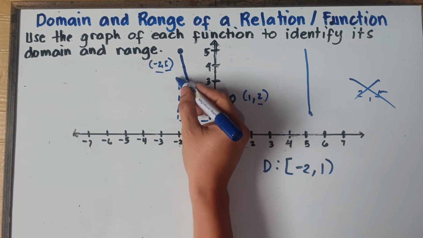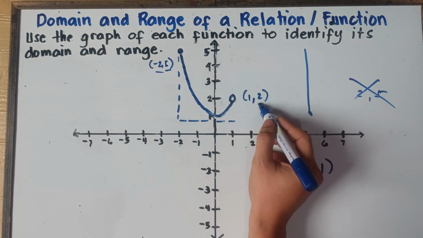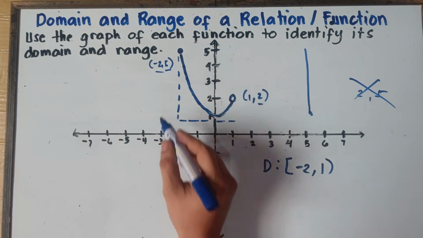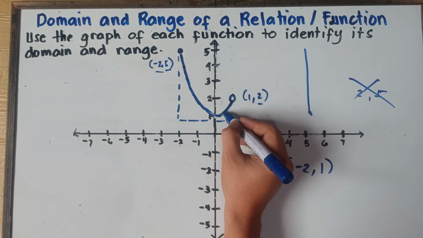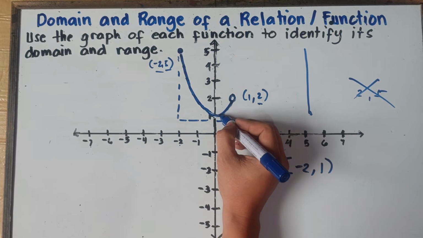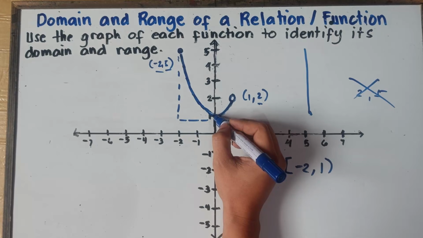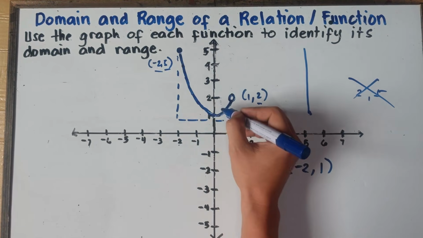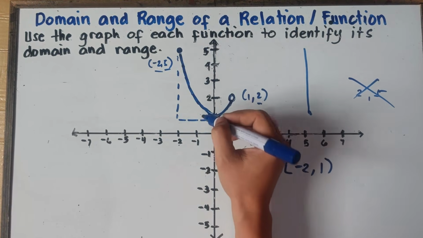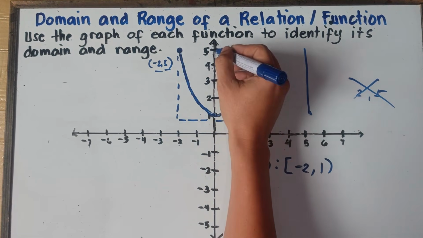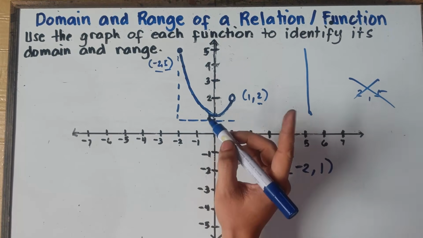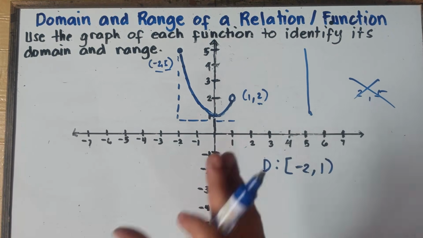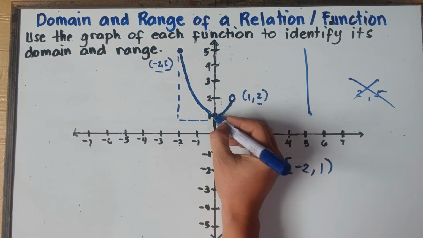Okay, once again, class, if your answer starts with positive 2, going to positive 5, you will commit a mistake. Remember, the curve is included. So therefore, the range will be starting from 1, going to positive 5. Now, since we don't have any open or closed circle, automatic, class, it will be a closed circle.